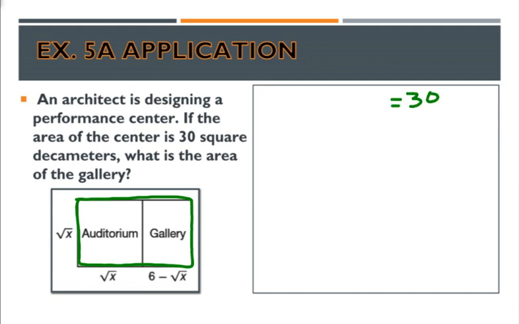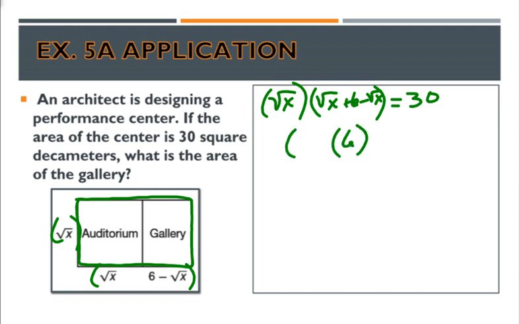How do I find the area of a big rectangle? It's the length times the width. So if I do that, I have the square root of x times the square root of x plus 6 minus the square root of x. You can see here in this set of parentheses, the square root of x minus the square root of x is 0. So all I have left is 6 times the square root of x. This has to equal 30.